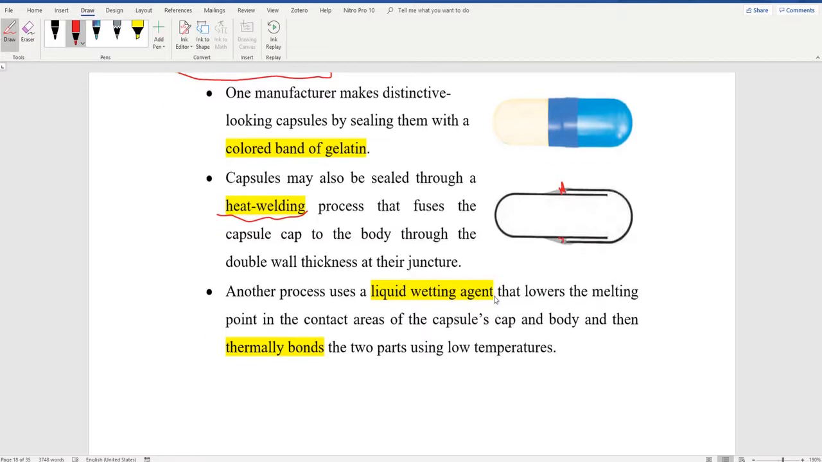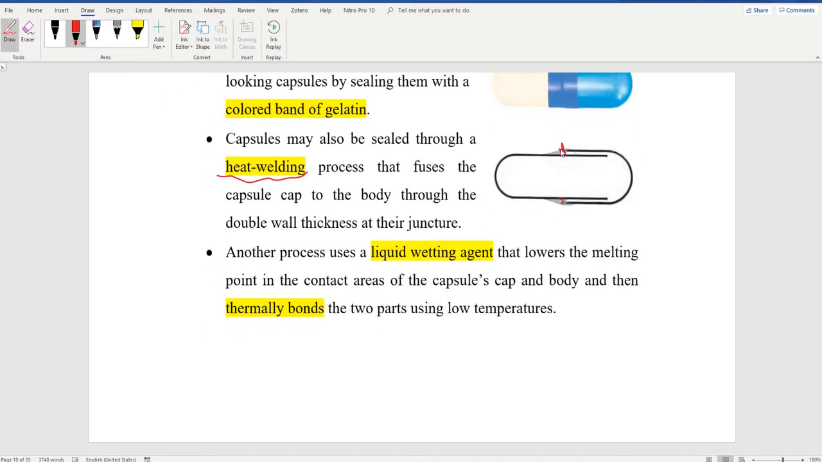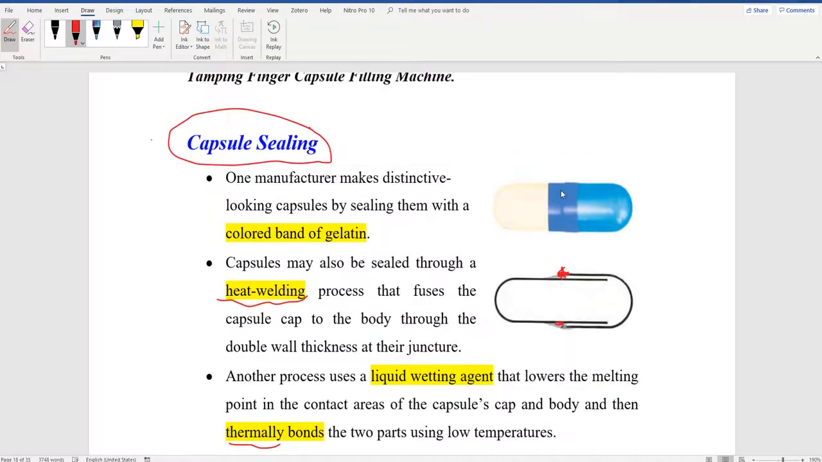This is another way. The third way is to add a liquid here, a wetting liquid, and this wetting liquid will lower the melting point of gelatin, the shell that you see here. It will lower the melting point, so with little heat it will allow them to stick with each other. Now these are the three ways, but as I told you, this is optional.